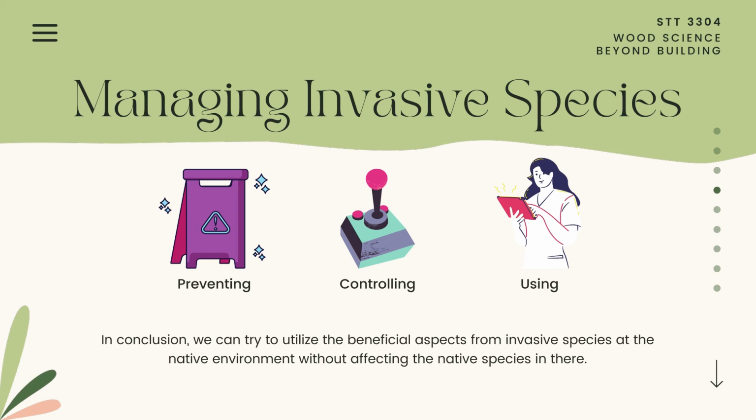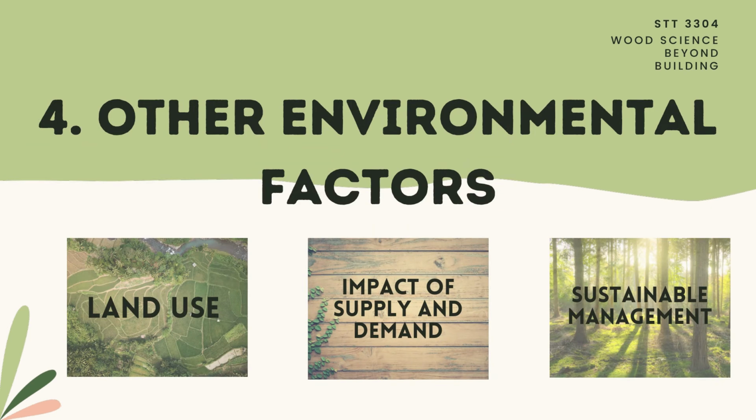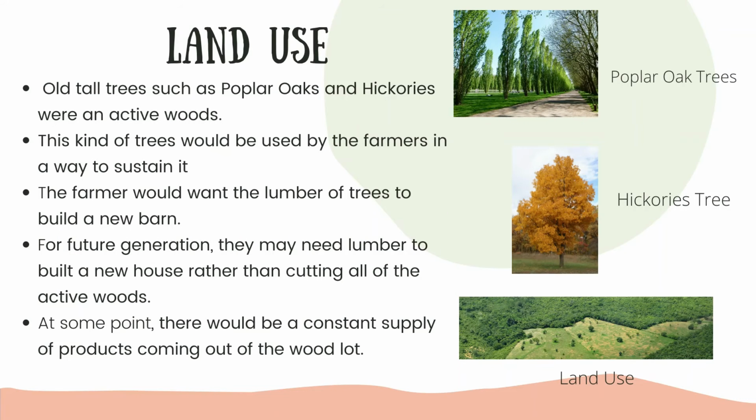are not being affected. I would like to present about other environmental factors which include land use, impact of supply and demand, and lastly sustainable management factor. Under land use factor, the old tall trees such as poplar, oaks, and hickories were in active woods where this kind of trees will be used by the farmer in a way to sustain it to maintain the supply of firewood.